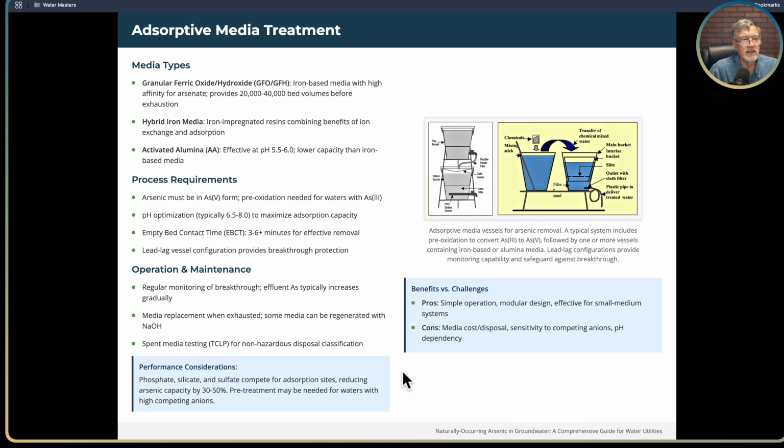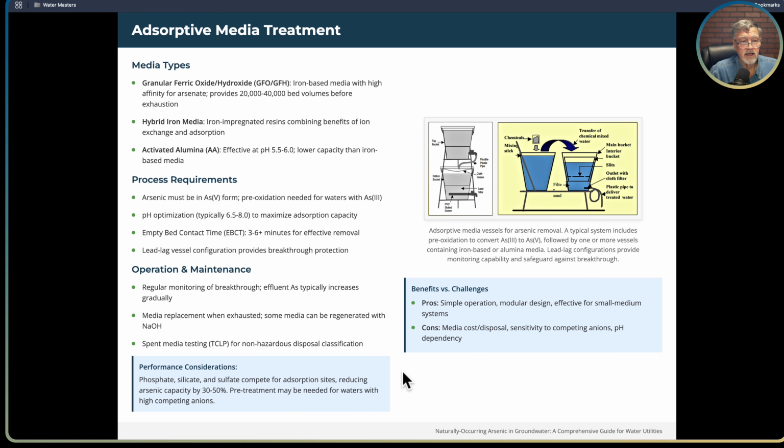Adsorptive media treatment. The media types here are granular ferric oxide or hydroxide. That's an iron-based media with high affinity for arsenate, that's the arsenic 5 again. It provides 20,000 to 40,000 bed volumes before exhaustion. So that's the number of cycles you can go through before it's exhausted, and then you're going to need to replace the granular ferric oxide or hydroxide. Hybrid iron media are iron-impregnated resins, combining the benefits of ion exchange and adsorption.